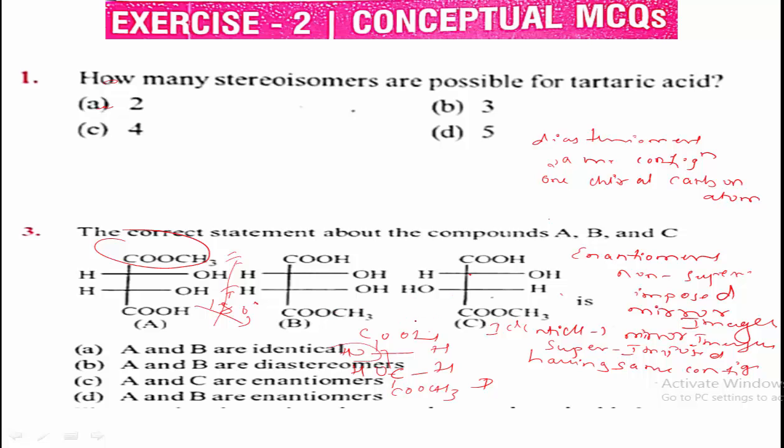A and B are enantiomers. Okay, come to the point of this one. A and B are enantiomers means they are non-superimposed mirror images of each other.